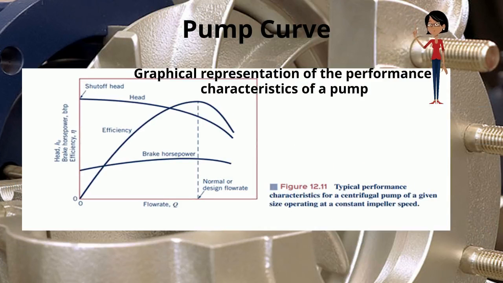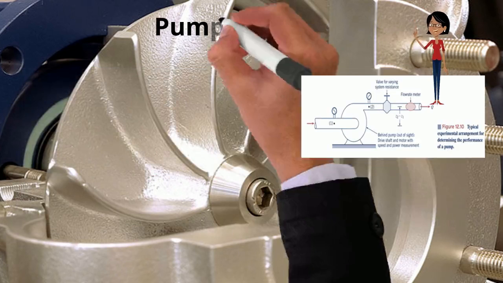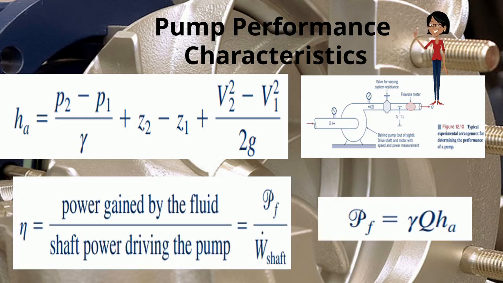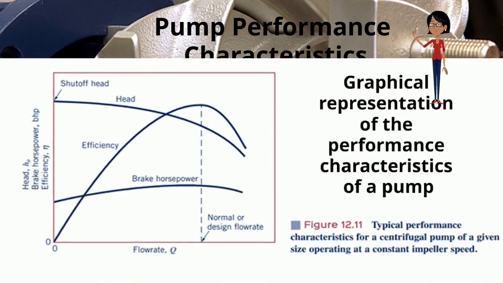Pump curve is a graphical representation of performance characteristics of a pump. As we can see, flow rate is plotted against the x-axis, and head, efficiency, and brake horsepower are plotted against the y-axis. Head is the amount of pressure differential generated by the pump at any given flow rate. Efficiency is the ratio of power gained by the fluid to the shaft power driving the pump. Shaft power driving the pump is basically called brake horsepower.